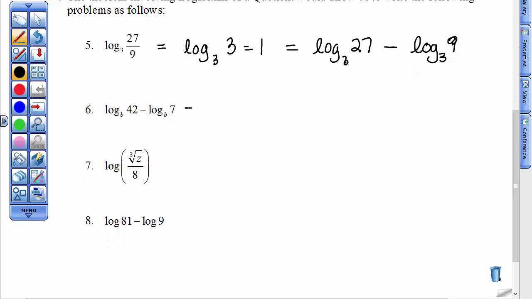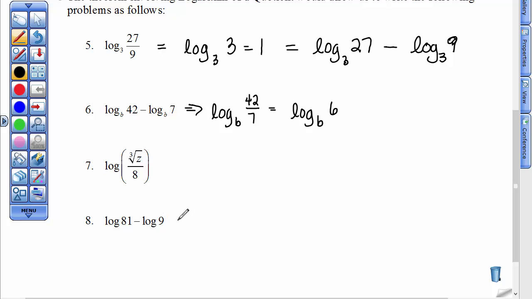Let's go here. Here I want you to put these as one logarithm. Since it's a subtraction problem, you can write it as a division problem. And also, if it's two numbers and you really can divide them, just go ahead and do it. So 42 divided by 7 is 6. That's how you'll see your answer.